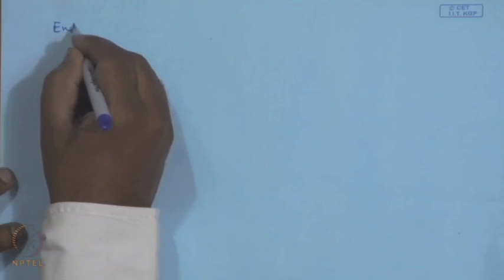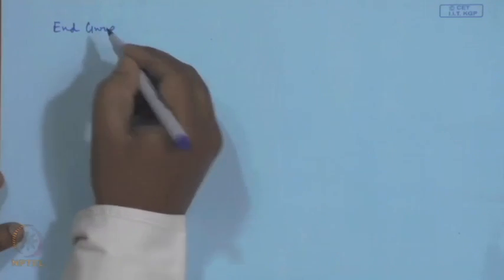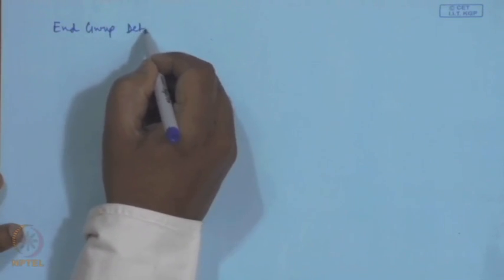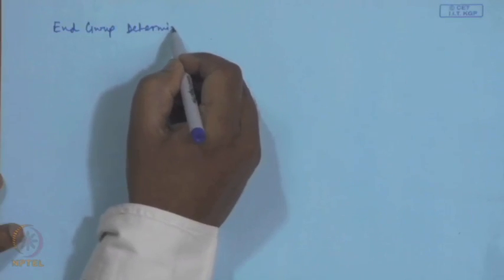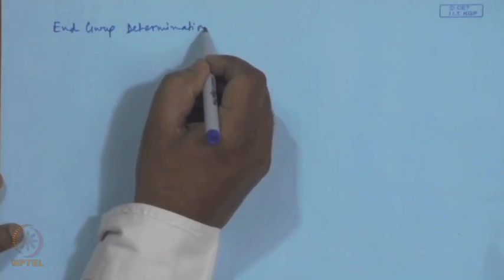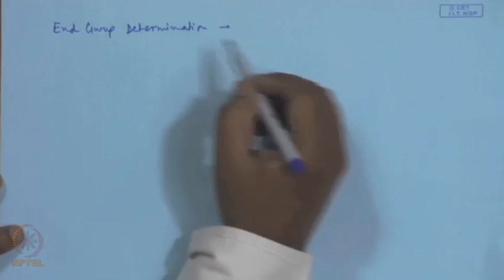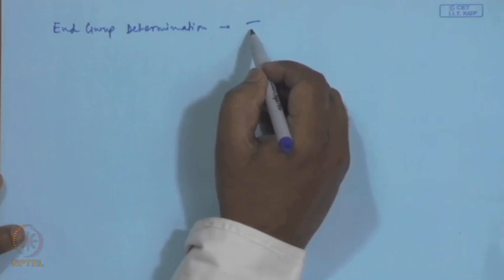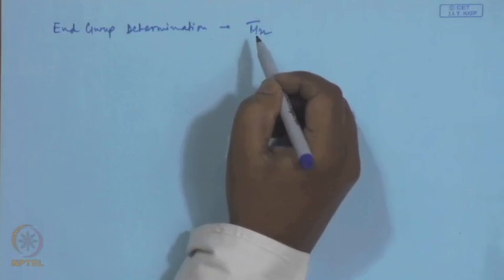Let us have a brief discussion about the third technique, the end group determination. By determining the end group quantitatively, we can also determine the molecular weight. Quantitative determination of end group gives Mn, the number average molecular weight.